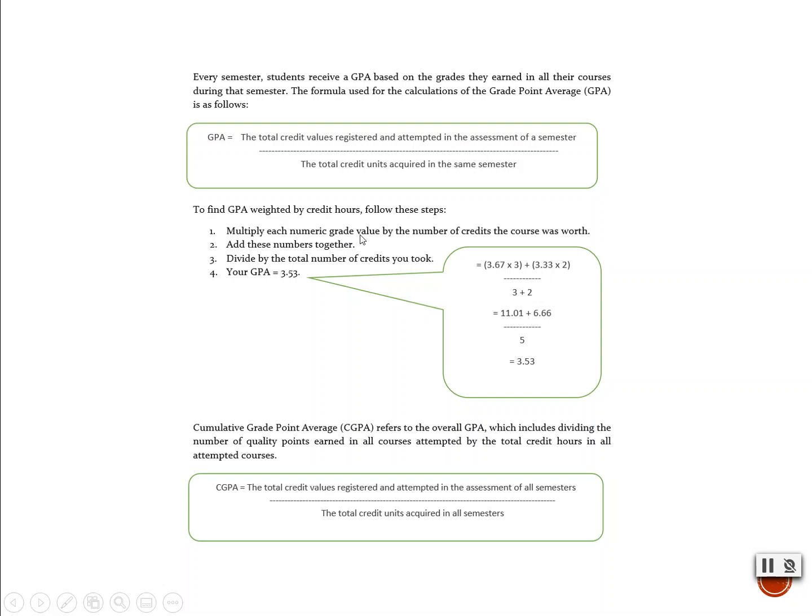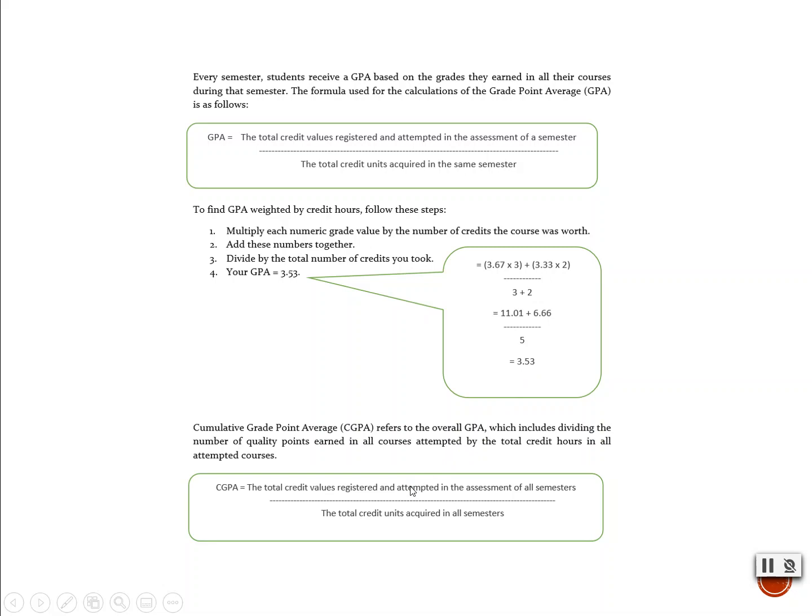Multiply each numeric grade value by the number of credits the course was worth, and then add these numbers together. Divide by the total number of credits you took, and your CGPA is 3.5. For example, here 3.67 means the student got an A minus, and the credit hour is 3. So 3.67 times 3, plus 3.33, a B plus, times 2, the credit hour is 2, and then you divide by the total credit units, which is 3 plus 2 is 5. So 11.01 plus 6.66 divided by 5, this is your CGPA.